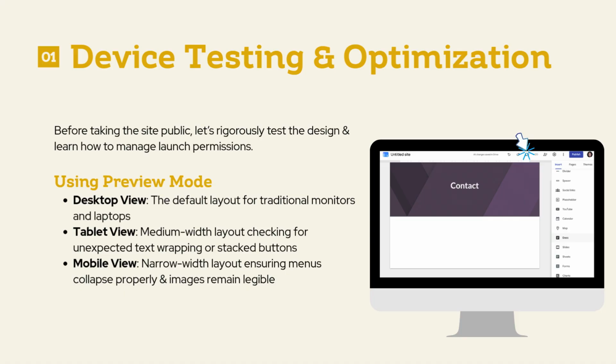of the grid system. Tablet view, the medium width layout. Look closely for any weird text wrapping, such as a heading splitting into 2 lines awkwardly, or buttons that suddenly stack on top of each other.